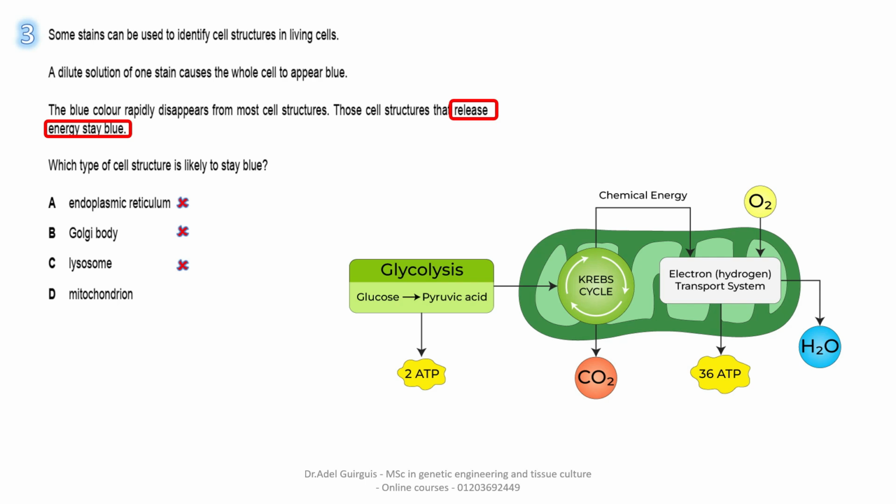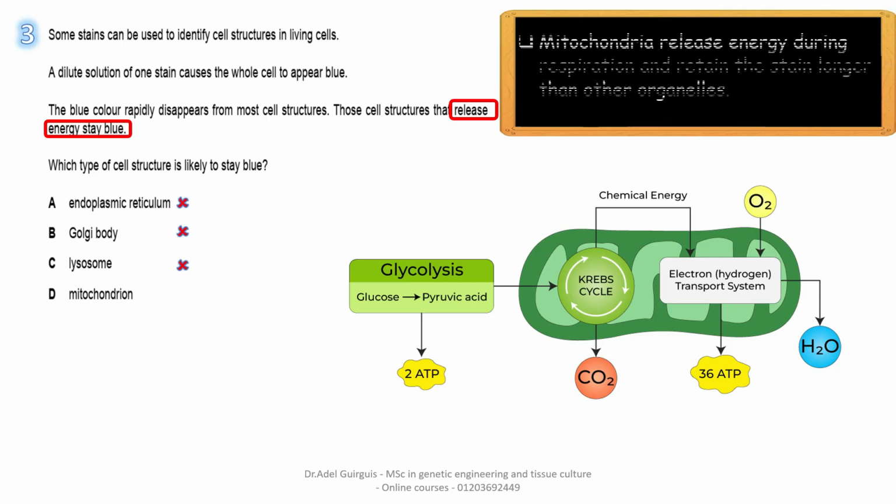Link reaction, Krebs cycle reactions, electron transport chain reactions take place inside the matrix of mitochondria for the link and the Krebs cycle, and electron transport chain reactions take place on the crista of the mitochondrion. Okay, so the answer is D. Mitochondria release energy during respiration, aerobic respiration, and retain the stain longer than other organelles.